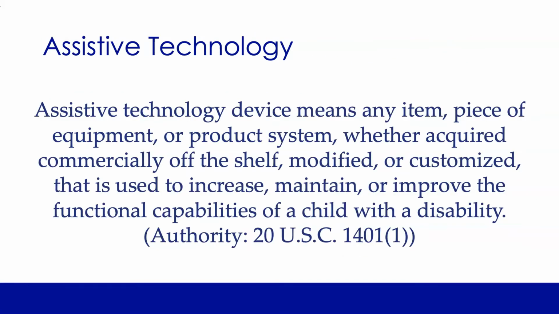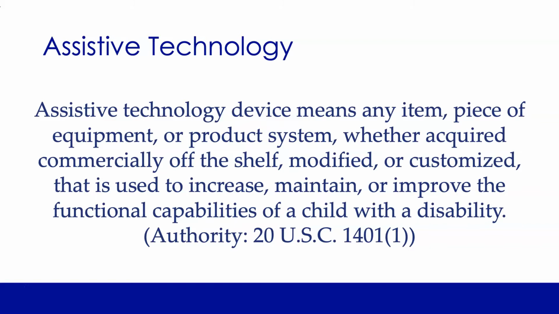Assistive technology, on the other hand, although related, is defined within special education law. Assistive technology is defined as any item, piece of equipment, or product system, whether acquired commercially off the shelf, modified, or customized, that is used to increase, maintain, or improve the functional capabilities of a child with a disability. There's a lot of information in here.